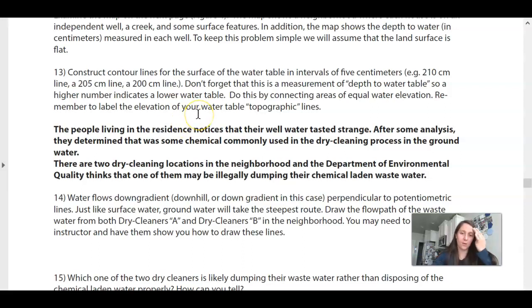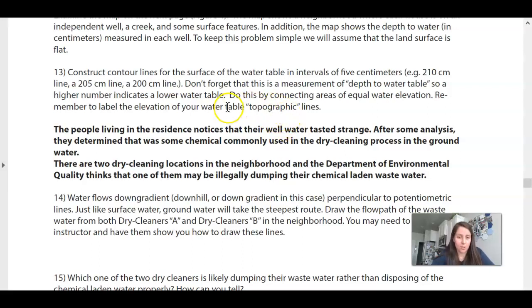So don't forget that this is a measurement of the depth to water table. So a higher number indicates a lower water table. Meaning, because 0 means at the land surface, if I am 5 centimeters below, that is less distance than if I am 10 centimeters below. Okay? So that's what he means by the higher number indicates a lower water table. Makes sense. Okay, so do this by connecting areas of equal water elevation. Remember to label the elevation of your water table topographic lines.